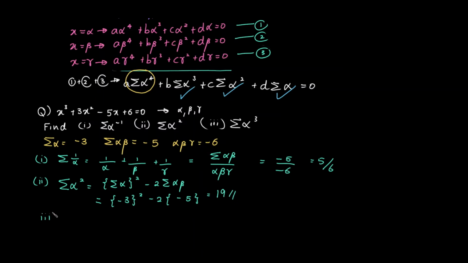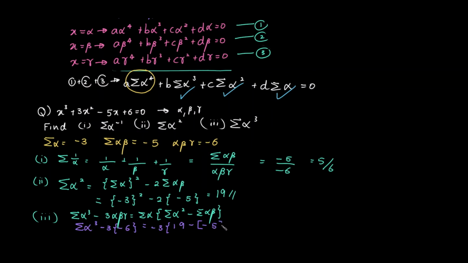Now to get the sum of the cubes of the roots, you must employ that equation: sigma alpha cubed minus 3 times alpha beta gamma is equal to sigma alpha times sigma alpha squared minus sigma alpha beta. Also just substitute the values for these quantities and you have sigma alpha cubed. And by final subtraction you find out that sigma alpha cubed is equal to minus 90.